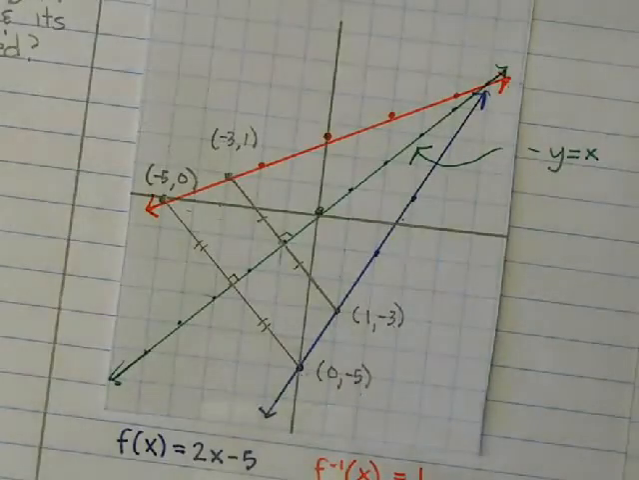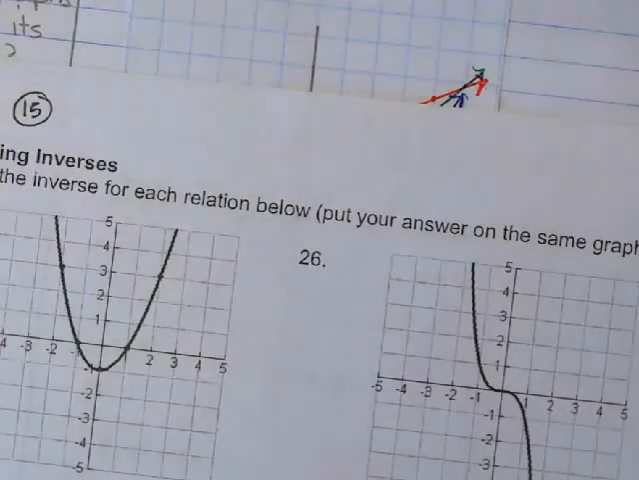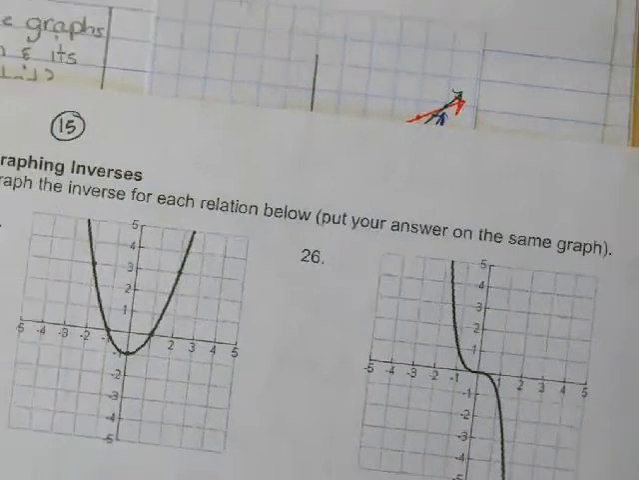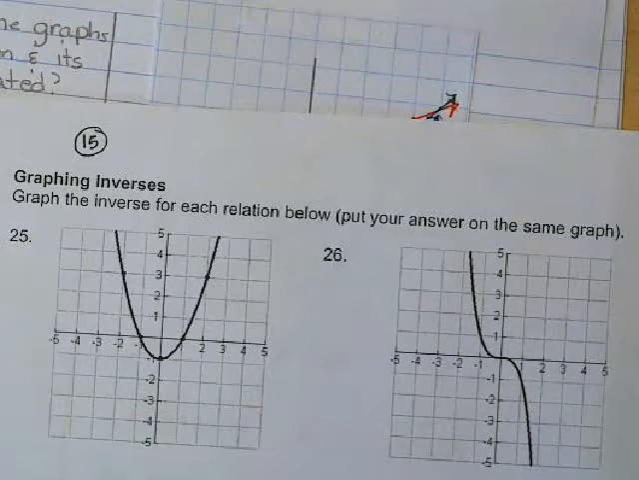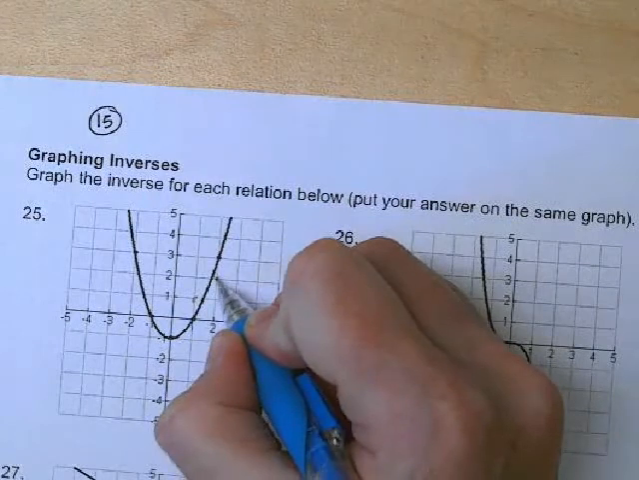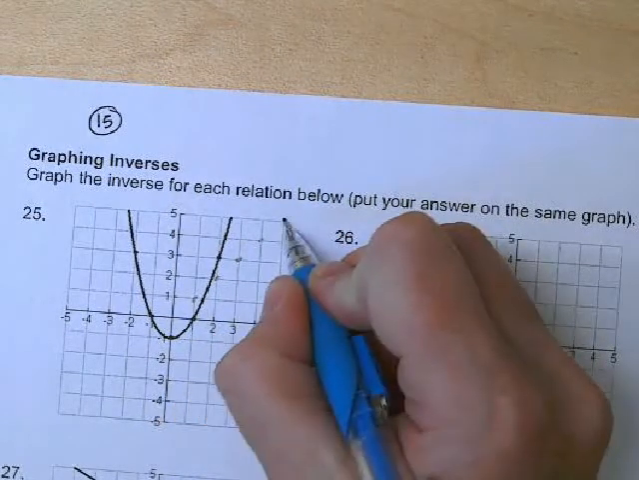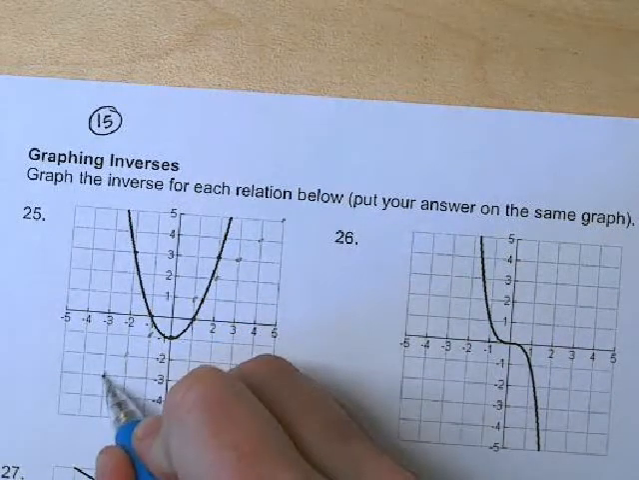Okay, so let's look at maybe graphing some inverses. In your packet, page 15, I know we've skipped a bunch of pages here. Notice that it wants us to graph the inverse for each relation below and put your answer on the same graph. So you might have to pause the video while you go get that. But let's go ahead and put in the line of reflection. So I'm just going to put in the y equals x line here.